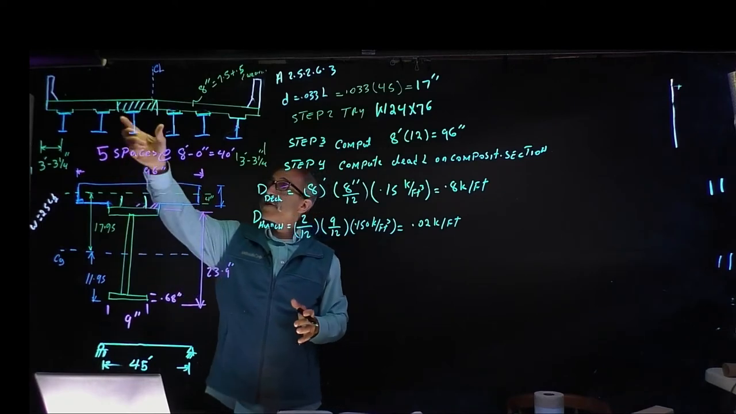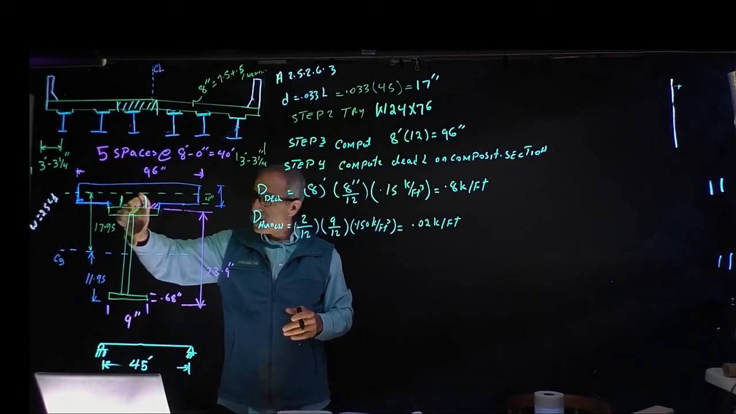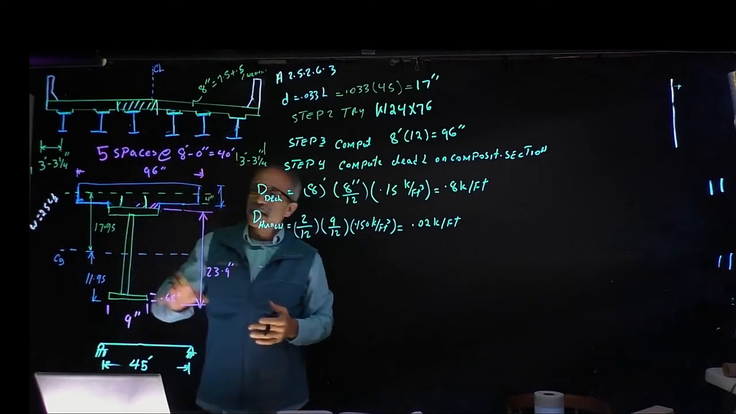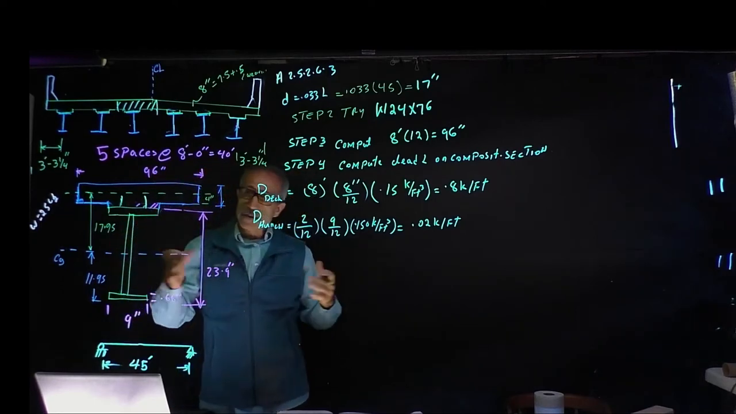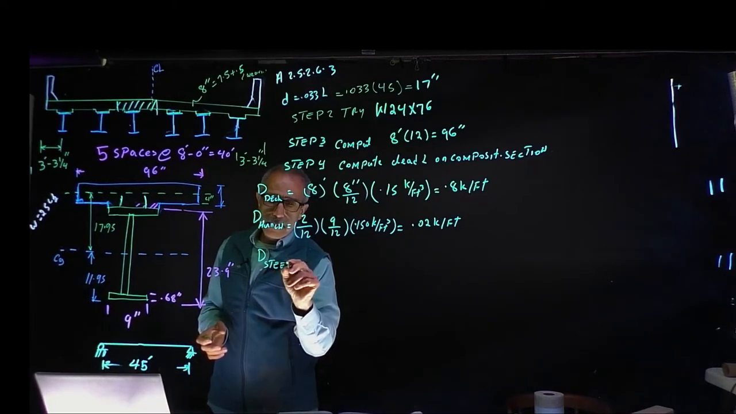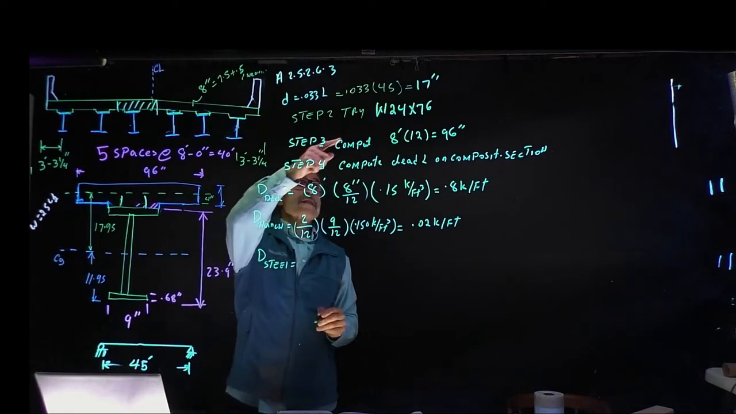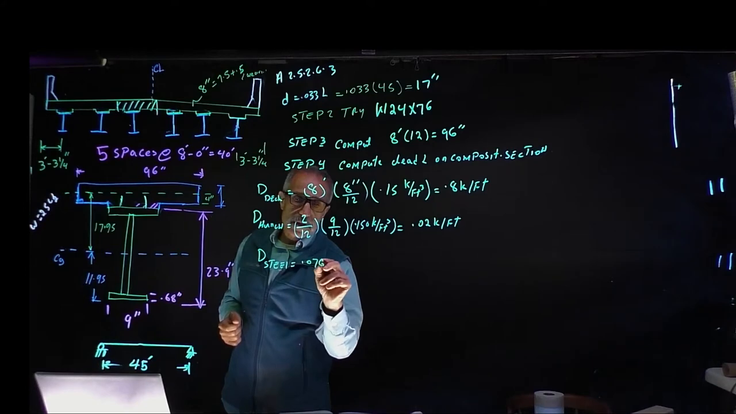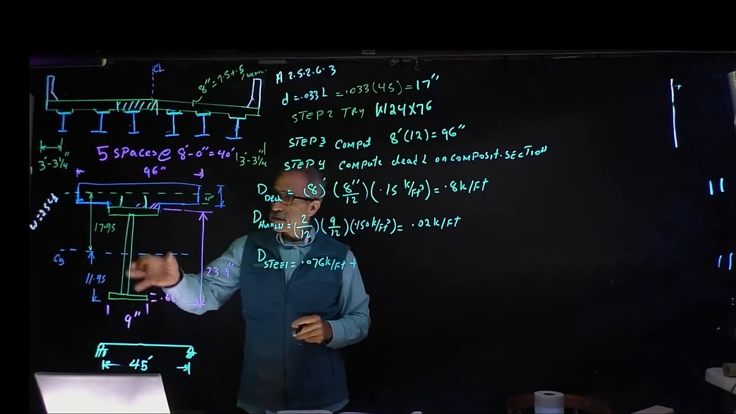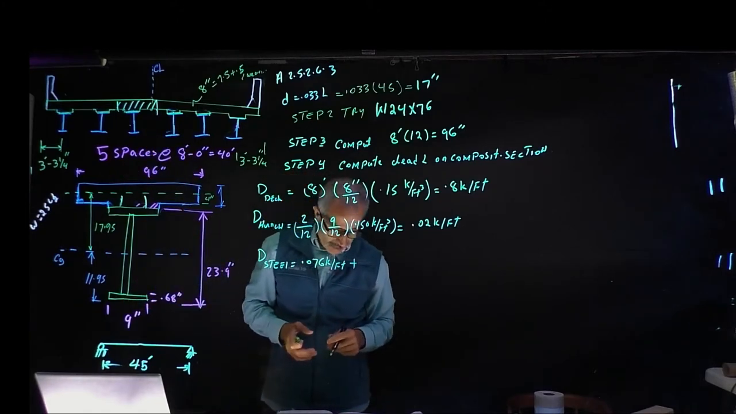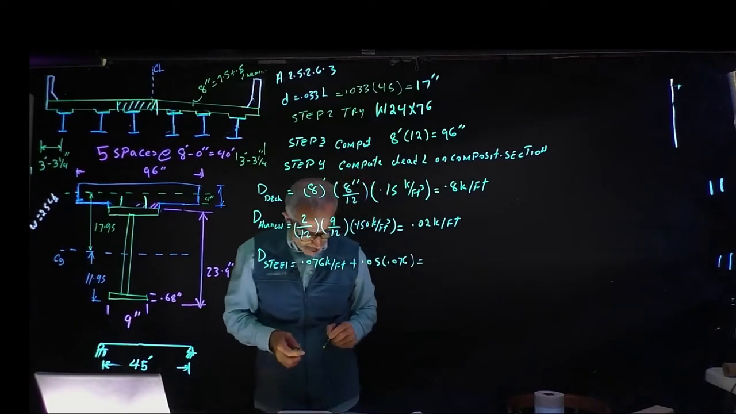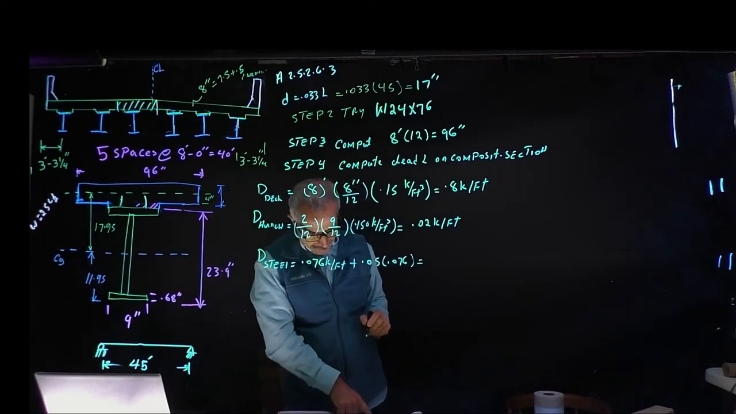So far we found the dead weight of the concrete and the dead weight of the haunch. Now we're going to find the dead weight of the steel. But between these steel beams are diaphragms, so we're going to add an additional 5% for those diaphragms and other stuff. The D steel comes out to equal, we said it's 76 pounds per foot, so that's 0.076 kip per foot, plus another 5% for the diaphragm between them, times 0.05 times 0.076, which is 0.004, and that comes out to 0.08 kip per foot.